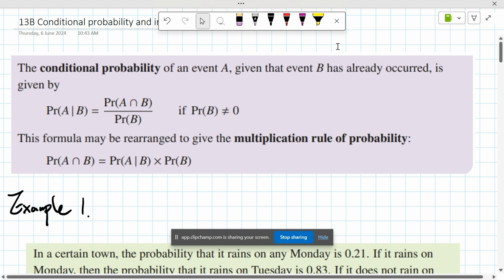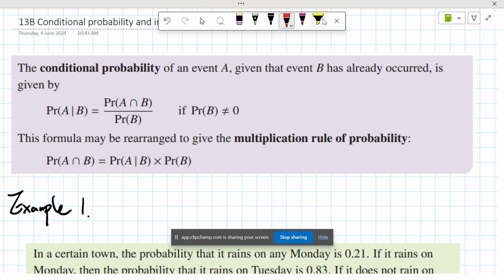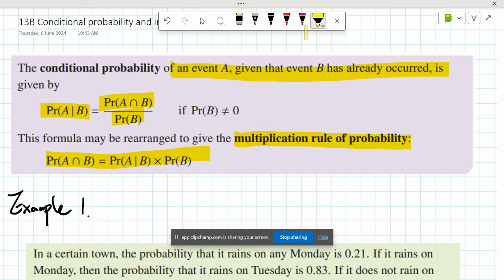First thing first, the conditional probability of event A, given that event B has already occurred. I want you to remember that it uses probability of A given B, which is the probability of A intersection B over the probability of B. The formula may be rearranged as well. Use the multiplication rule: A intersection B equals probability of A given B times the probability of B. If it's B given A, it will be the opposite way, which is B intersection A over the probability of A.